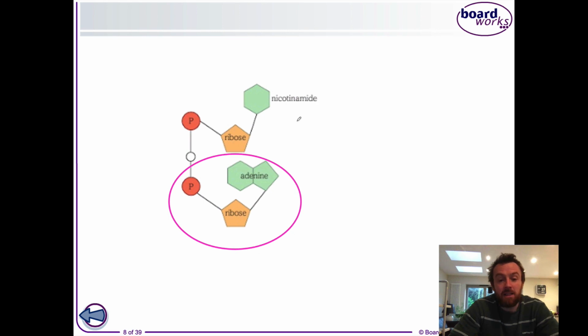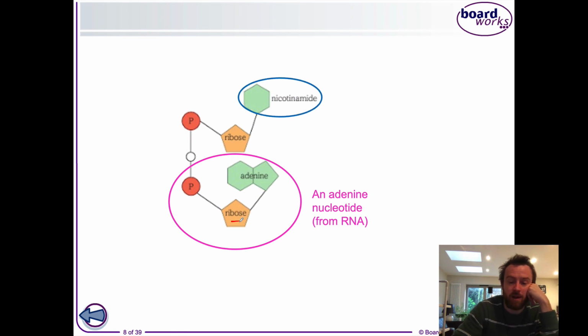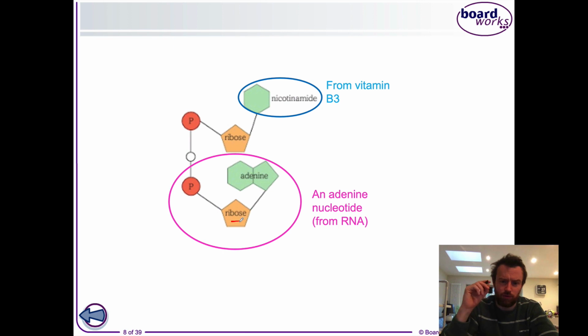So NAD looks like this. Okay, you should be able to recognize the structure. You don't need to remember the structure and draw it, but you should maybe be able to recognize this. So NAD, first of all, it contains an adenine nucleotide from RNA because we've got ribose as the sugar. And then we've got this extra thing called nicotinamide, which actually is vitamin B3. So the whole thing is called nicotinamide adenine dinucleotide, or NAD.